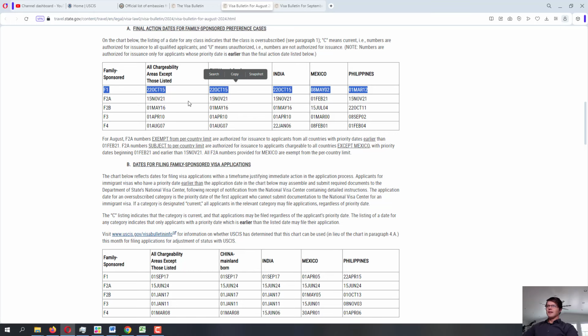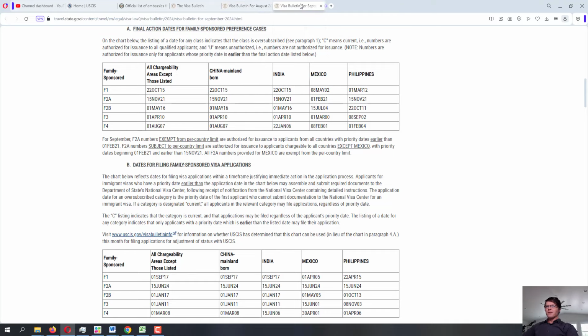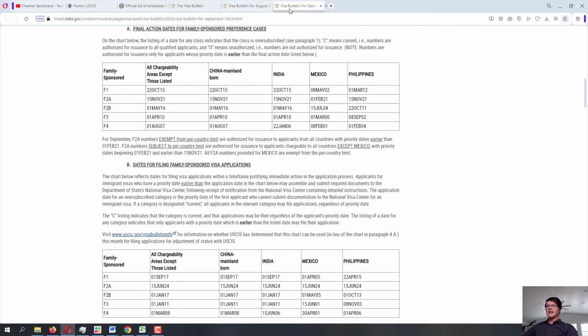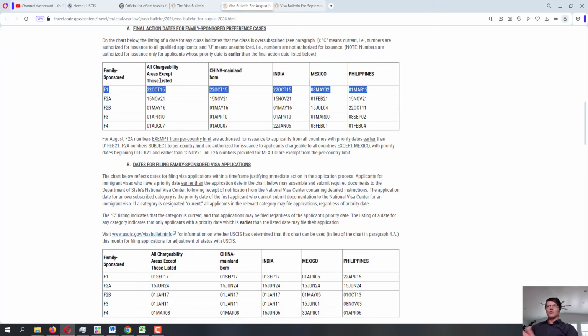Let's start. So this is August 2024. September. So nothing for all chargeability area, no movement for all chargeability, no movement for China, no movement for India, no movement for Mexico, and no movement whatsoever for Philippines. So unfortunately, no movement at all for the F1 category.